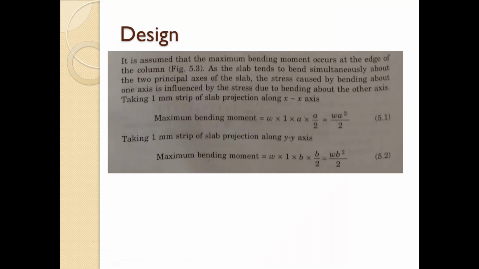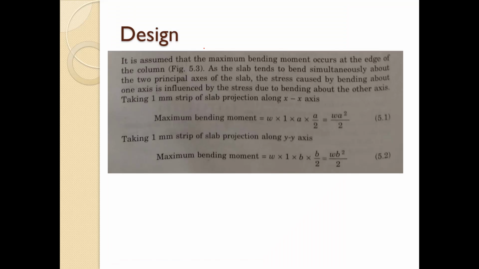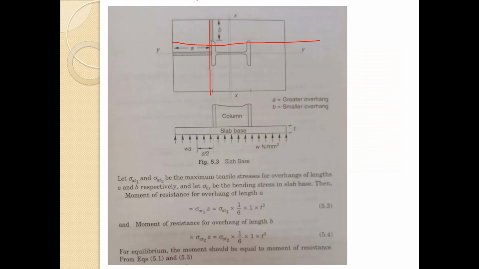Now, it is assumed that the maximum bending moment occurs at the edge of the column. As the slab tends to bend simultaneously about the two principal axes of the slab, here you will see a one-way cantilever on this side and another on this side. This portion also acts as a cantilever and this portion acts as a cantilever. So the stress caused by bending about one axis is influenced by the stress due to bending about the other axis. Obviously these both bendings will influence each other.